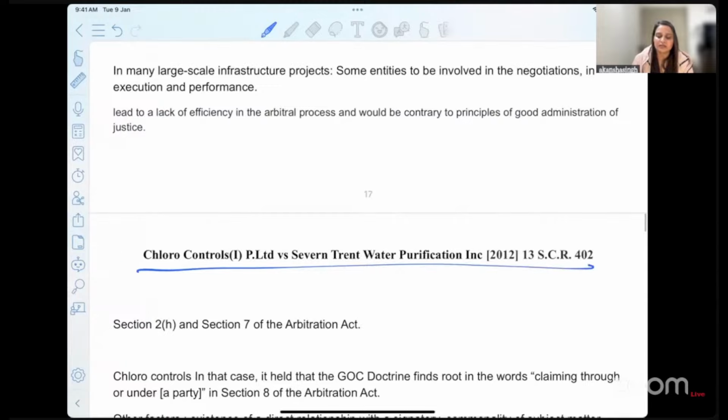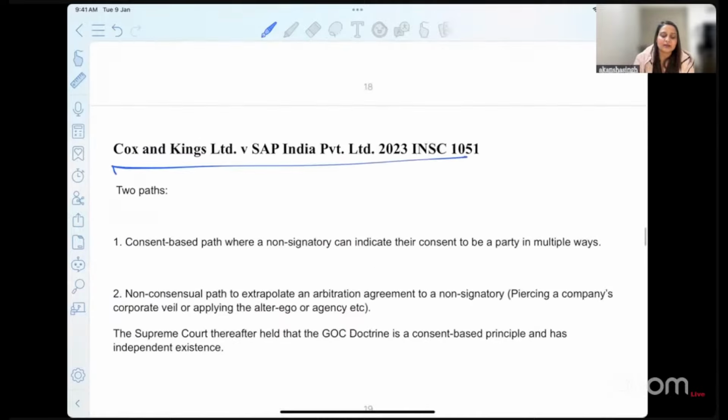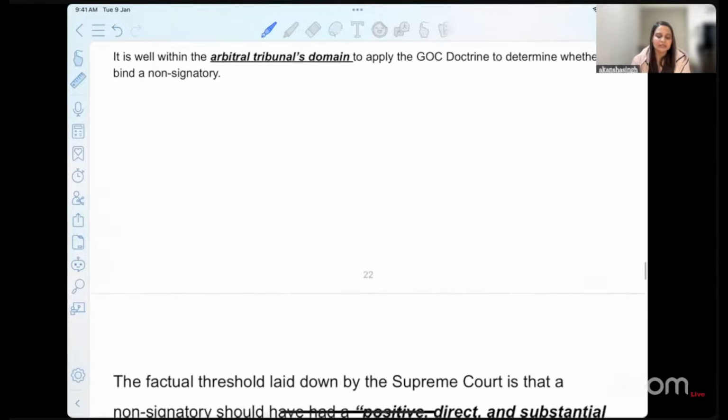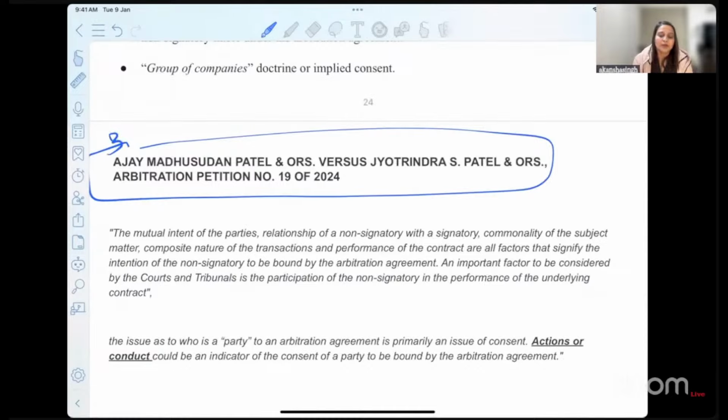This is the first case law that we'll be talking about. I will refer to this as Chloro Controls. Okay. Then we will talk about the next case law, that is Cox and Kings Limited. And then the third one will be the very recent case law of Ajay Madhusudan Patel. Okay. So these are three. When I am going in chronology, you have to see that the years also go likewise. One is 2012, then 2023, and then 2024, adding, subtracting something from the judgments.